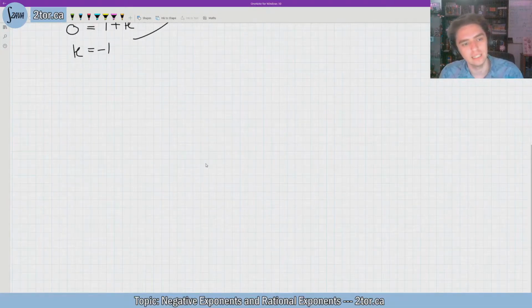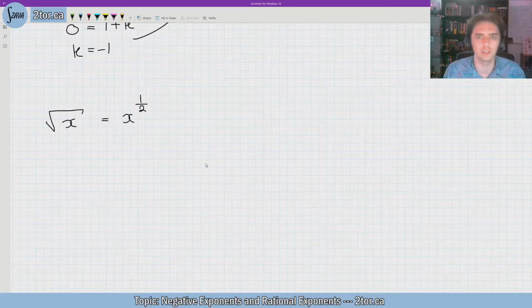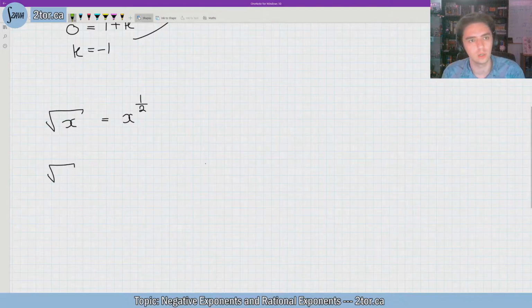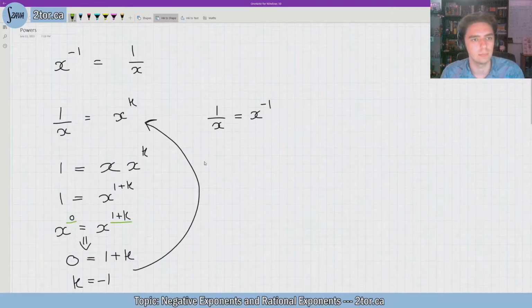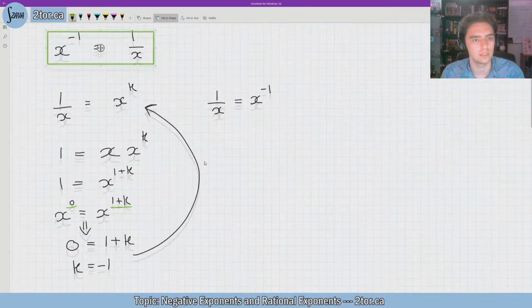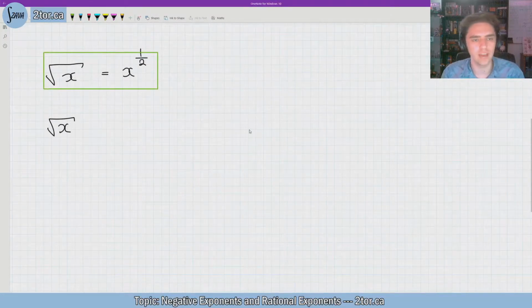So there's our kind of proof for why x to the negative 1 is 1 over x. Let's also quickly talk about why the square root of x is equal to x to the 1 over 2. Okay, and then we'll do a more general version of this after. I'm going to just essentially start the same way as before. This is our goal. I'll box it in green. Right, just like up here, this was our goal. Box that in green. Why is the square root of x equal to x to the 1/2? Well, let's start with the square root of x is equal to some x to the k.